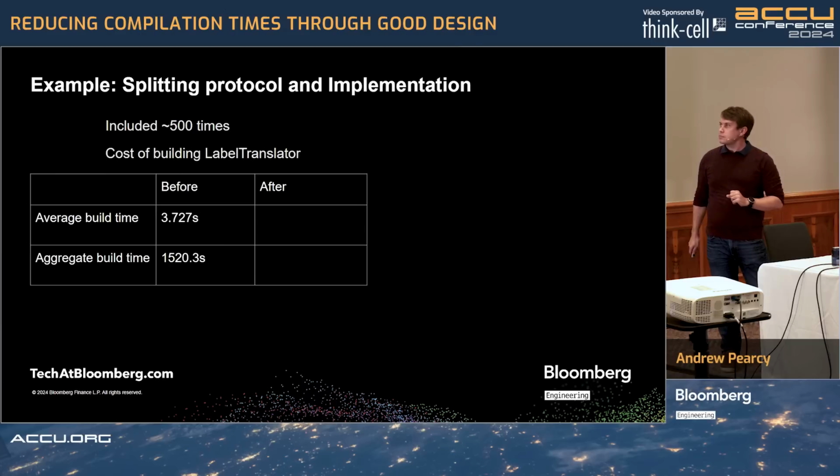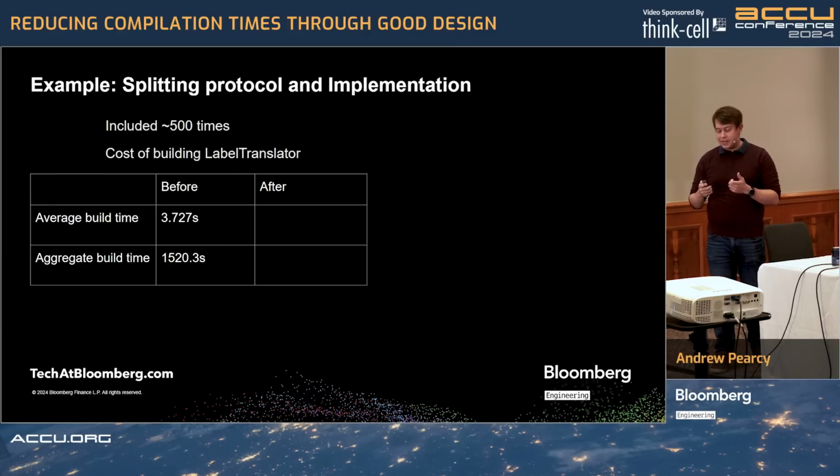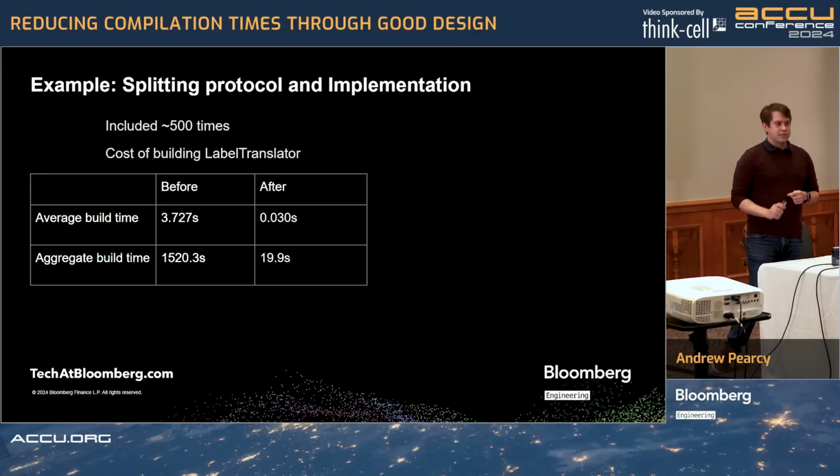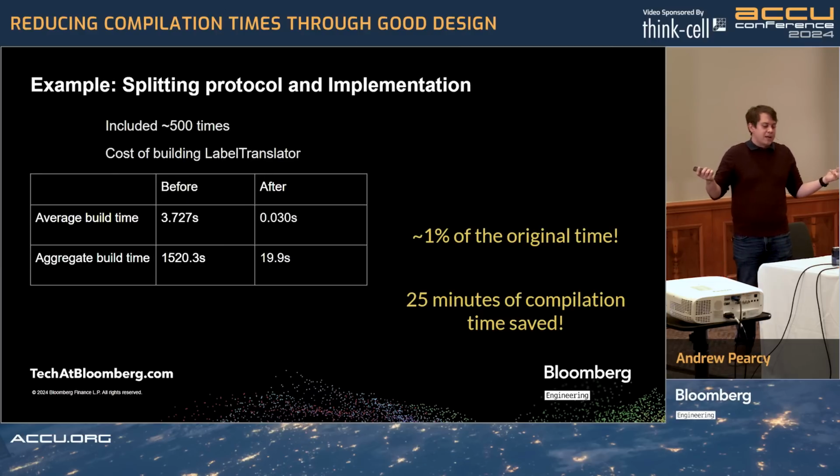But as I said, 3.5 seconds to parse the include every single time, 25 minutes aggregate compilation time. We got that down to 20 seconds. And so we just removed 25 minutes of compilation time just by doing a small refactor, because 500 fewer times having to parse this really heavyweight header. Okay?